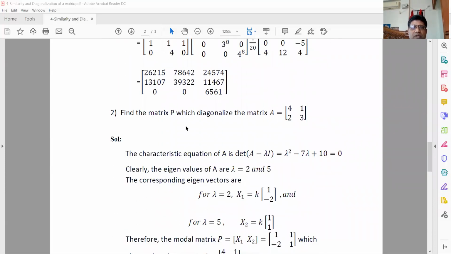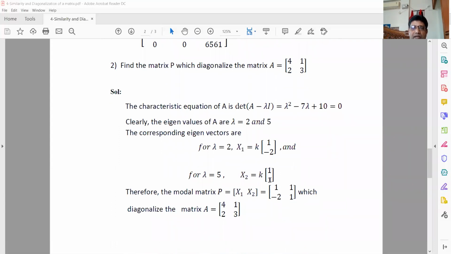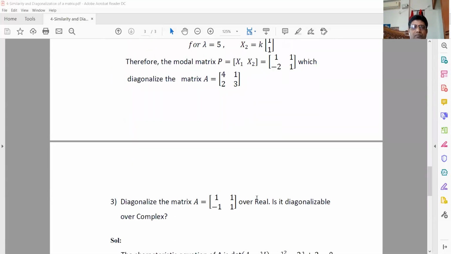Next question is find the matrix. He wants just the modal matrix P, which diagonalizes this matrix. Procedure is the same. Calculate the eigenvalues first, 2 and 5. Calculate the corresponding eigenvectors and construct the modal matrix. So this is the modal matrix which we are going to use to diagonalize this matrix A. He is asking just the modal matrix, so that is enough if you write.